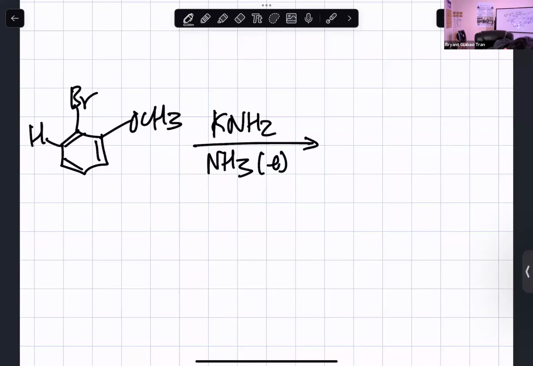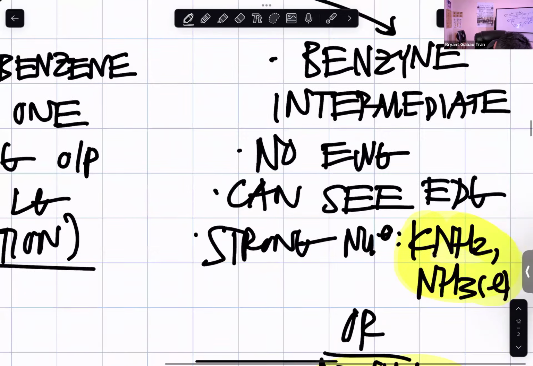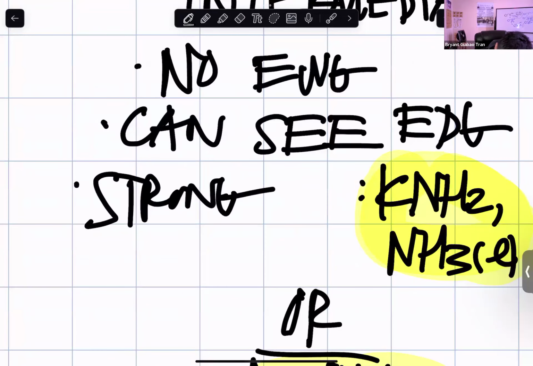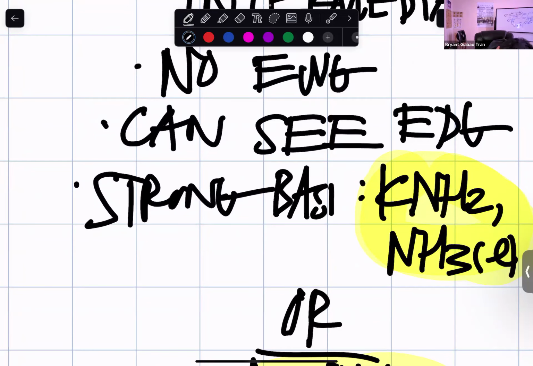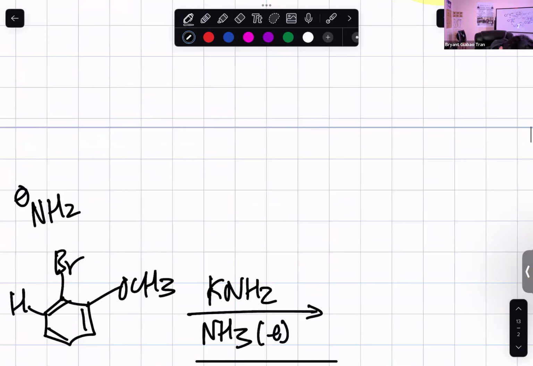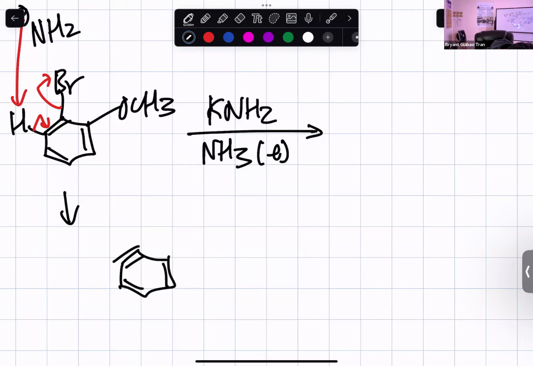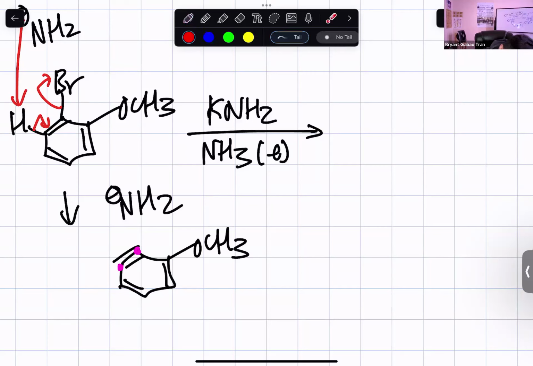The NH2 base, wait, actually, strong base. Instead of strong nucleophile, let's say strong base. Like KNH2, NH2 minus is going to grab the hydrogen, make a bond there, kick out the leaving group, and form the benzyne. Right, OCH3. Now we have another equivalent of NH2 minus that can either attack this carbon of the benzyne or that carbon of the benzyne.